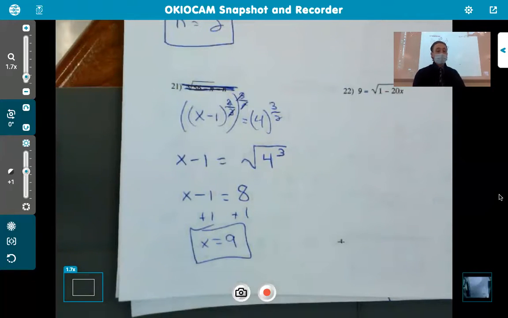Any questions about that last example or anything that we covered today in class? Everybody good with this section, this concept? Okay.